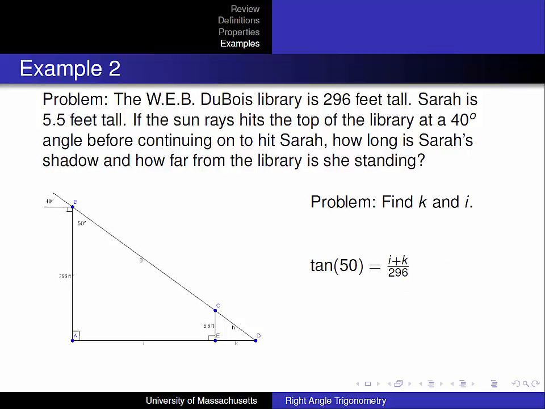So if we take tangent of 50, we know it's going to be opposite over adjacent. Well, opposite is side AD, which is I plus K, and adjacent is 296. Multiplying both sides by 296 gives us that I plus K equals 296 times tangent of 50. And that tells us that I plus K is 352.76, rounding to 2 decimal places. So we now know what the base of our large triangle is. Well, is there anything else we can figure out now?